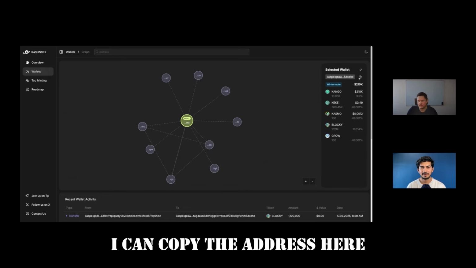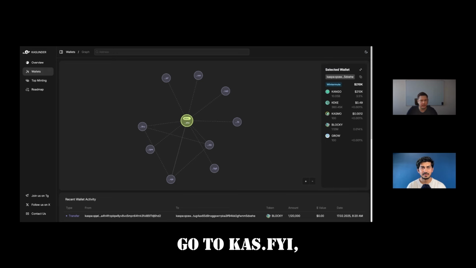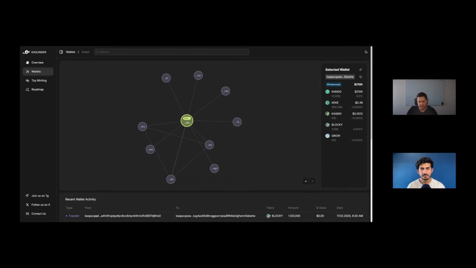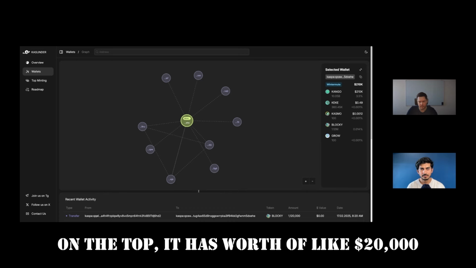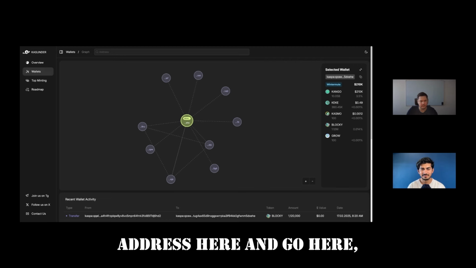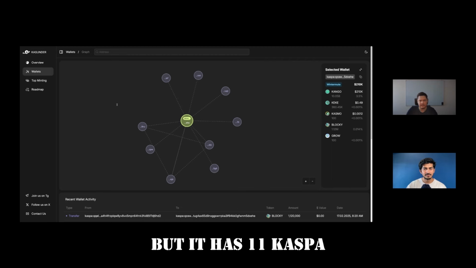I can copy the address here. For example, if I go to cas.fyi, there is a list of top addresses there, right? You will see that the last 1,000 addresses on the top have a worth of like $20,000 and 254,000 Kaspa. So if I put this address here, it's a Wintermute wallet, it's marked as Wintermute, but it has 11 Kaspa.